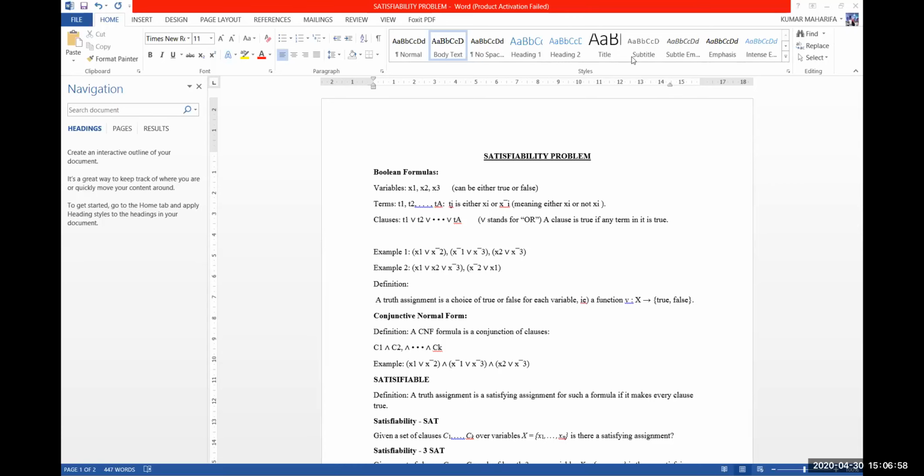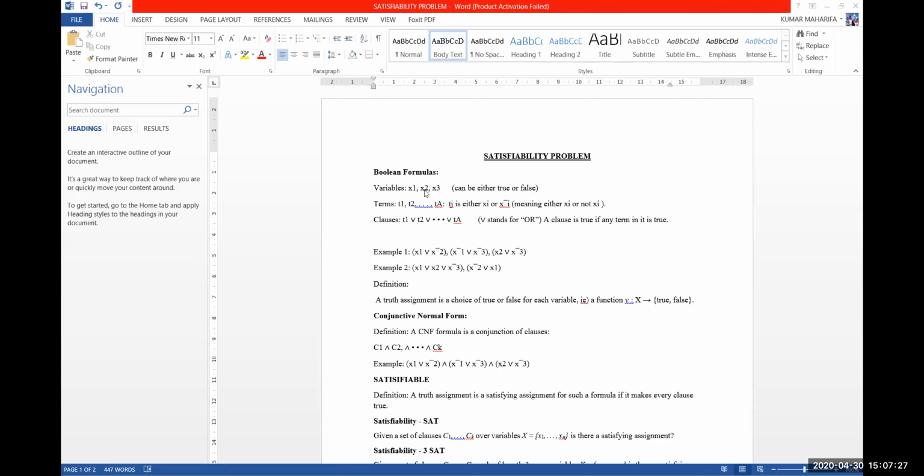So in this lecture, we are going to see about the satisfiability problem. Satisfiability problem basically tells us that we have Boolean formulas, and the Boolean formulas consist of many variables. For example, we are going to take x1, x2, x3 and so on, whatever it might be. Since they are Boolean variables, each variable can have only two values, either true or false. So x1 can be either true or false.